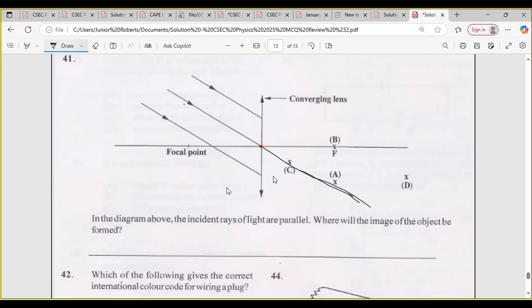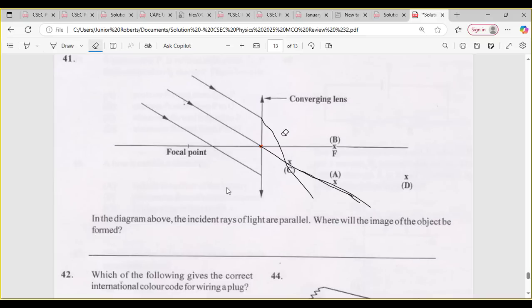Now, this ray, right? Again, let's see this now. Well, really and truly, once we find one ray, we can actually assume that all rays will meet at that point, because that is what a converging lens does. A converging lens causes light rays to meet at a point. So what we're going to see now is that our other two rays will refract and meet, something like that.